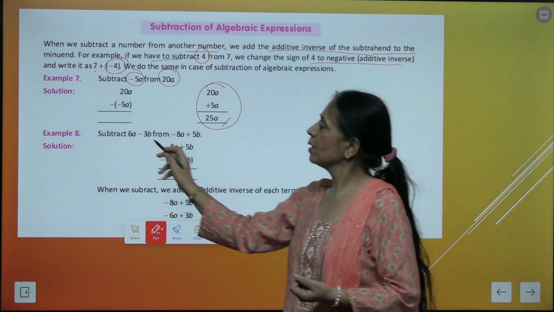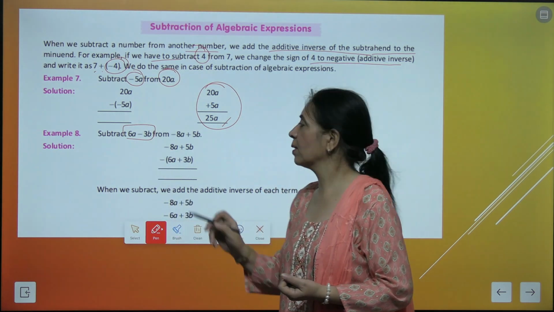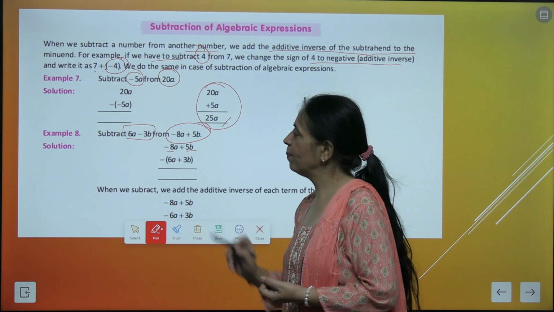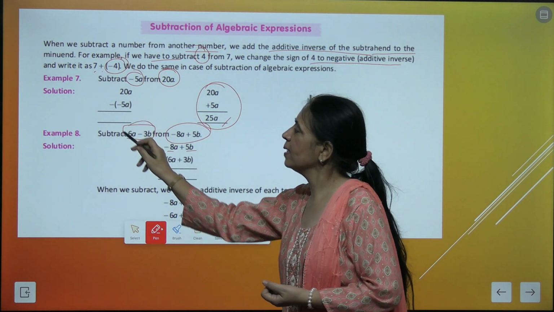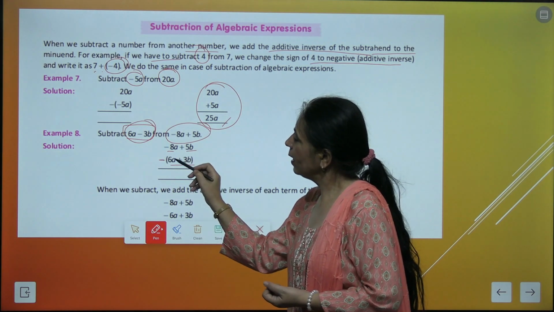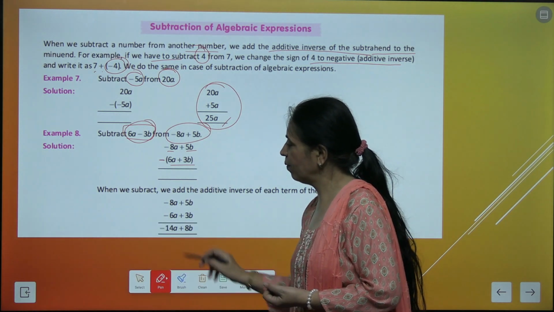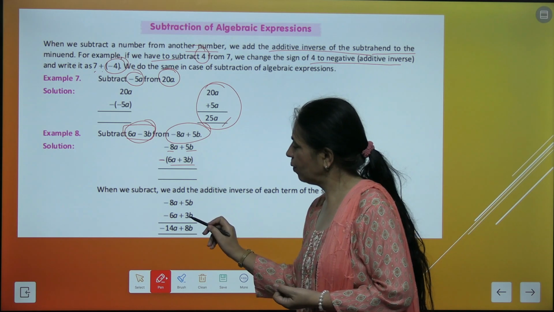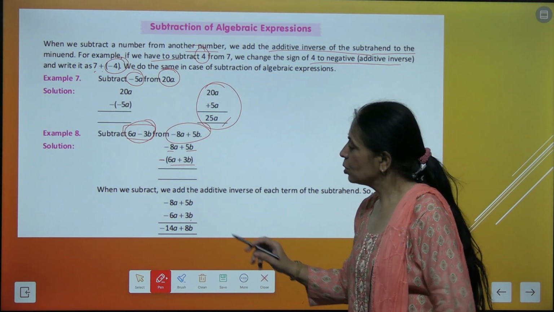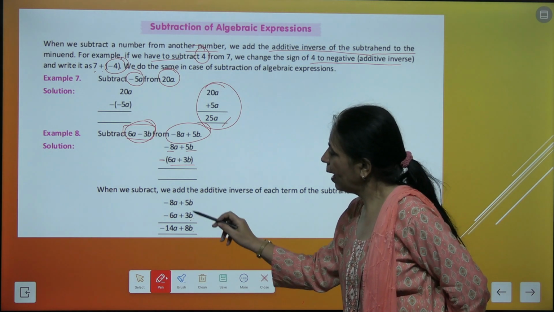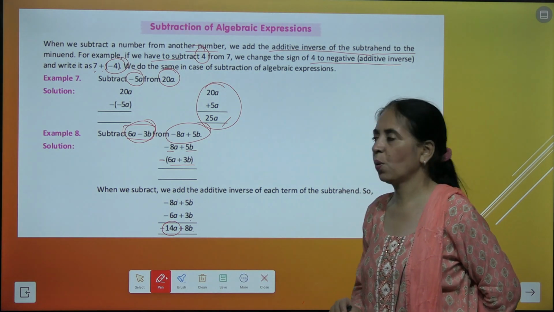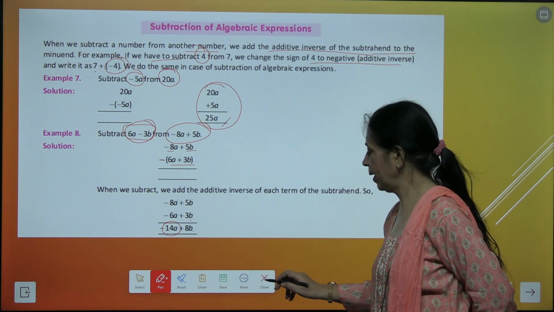Got it? You have to subtract 6a minus 3b from minus 8a plus 5b. तो minus 8a plus 5b पहले लिखा and minus करेंगे 6a minus 3b को, and then you will observe कि इसका additive inverse होगा minus 6a, इसका additive inverse होगा plus 3b. So what will you do? Plus 3b, right? So we are going to add them, and this is 8b. We are going to add them. This is minus 14a. This is your correct answer.